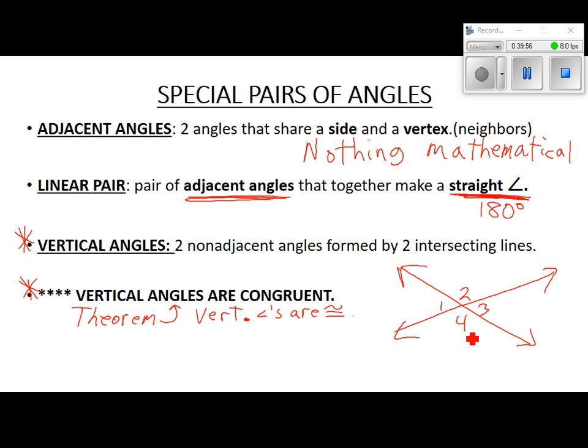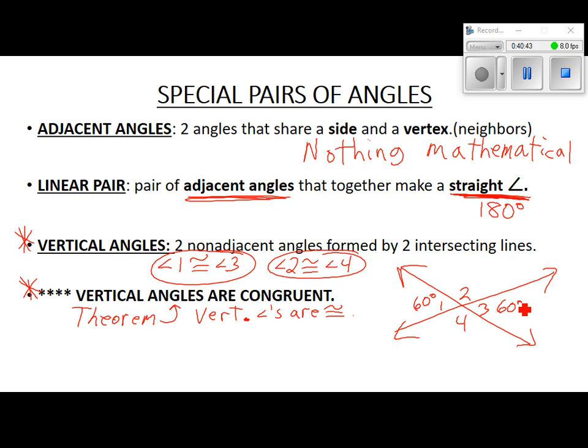Vertical angles are two non-adjacent angles. In this picture, which angles are non-adjacent? 1 and 3. Does everybody agree with that? Yes, they're not neighbors. So angle 1 has to be congruent to angle 3. They're a pair of vertical angles. What's another pair of vertical angles in this picture? Angle 2 has to be congruent to angle 4. So if I told you angle 1 was 60 degrees, what could you tell me about angle 3? 60 degrees. It's got to be 60 degrees.